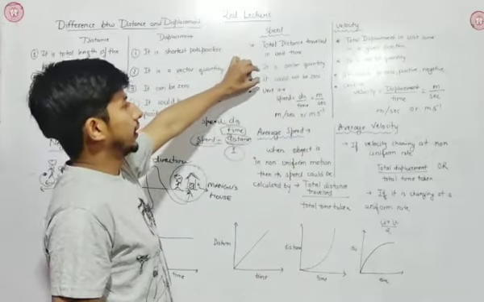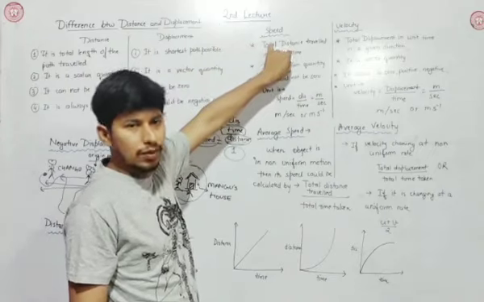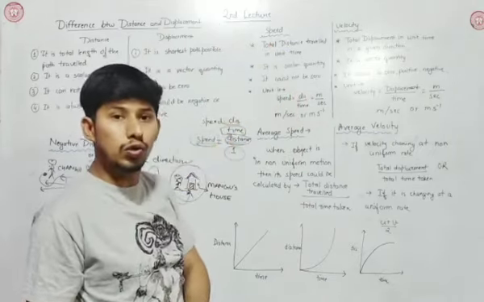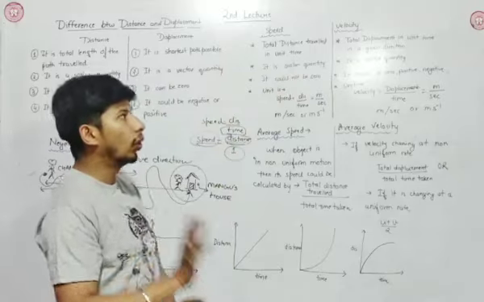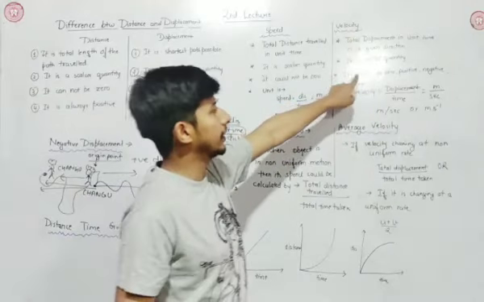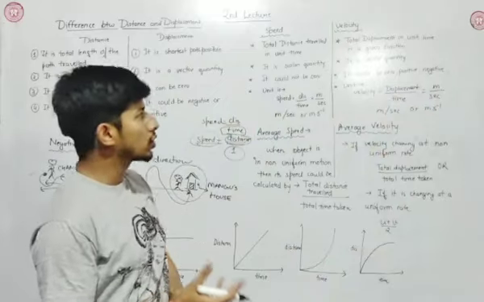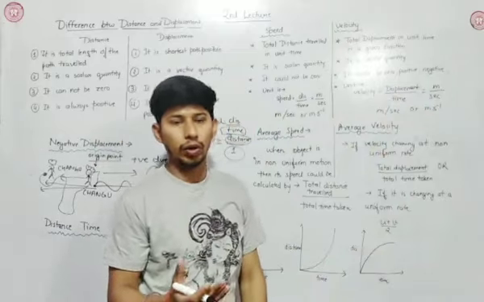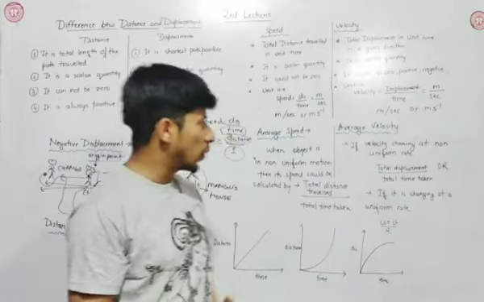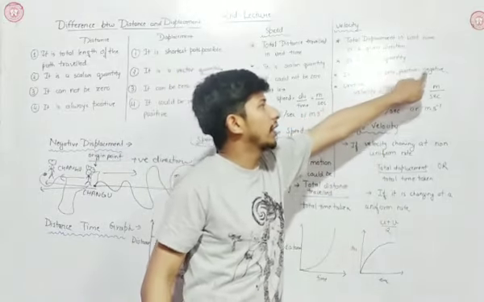Now the third point, it could not be zero. As I told you, distance cannot be zero, so the speed, which is distance upon time, also cannot be zero, okay. Next thing is velocity. Third point of velocity, that it could be zero, positive or negative. As I told you, velocity depends on displacement, and the displacement could be positive, negative or zero. That's why velocity can also be zero, positive or negative.